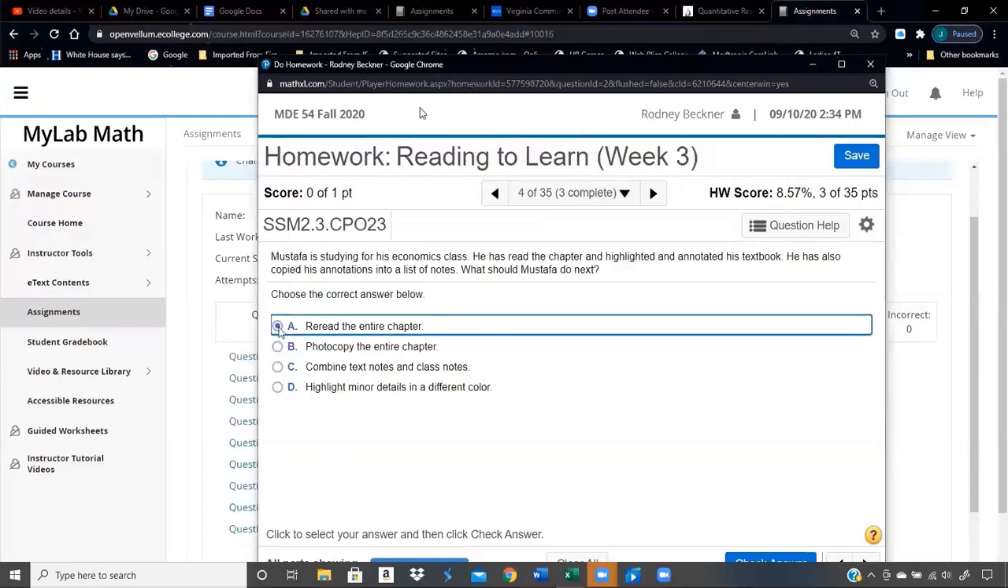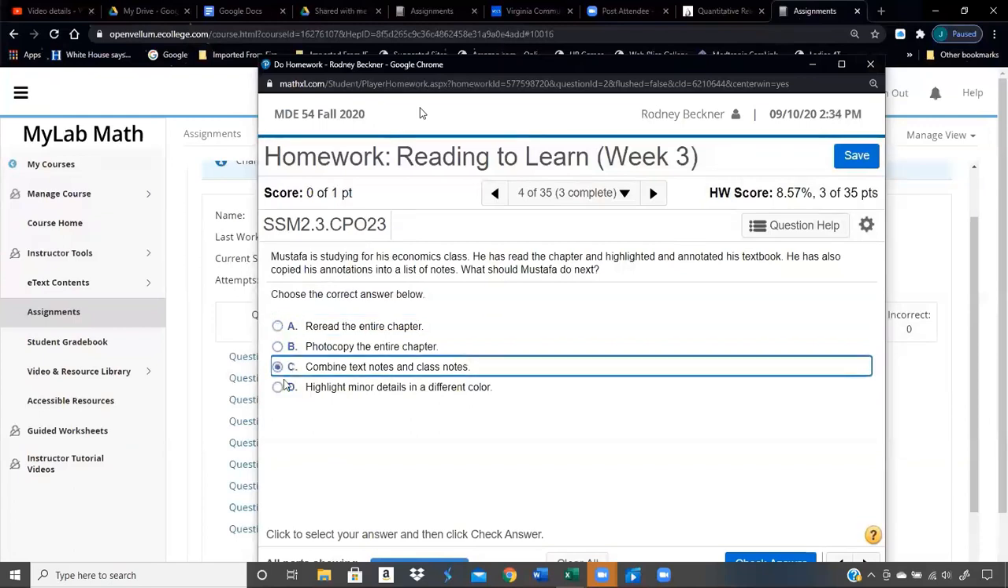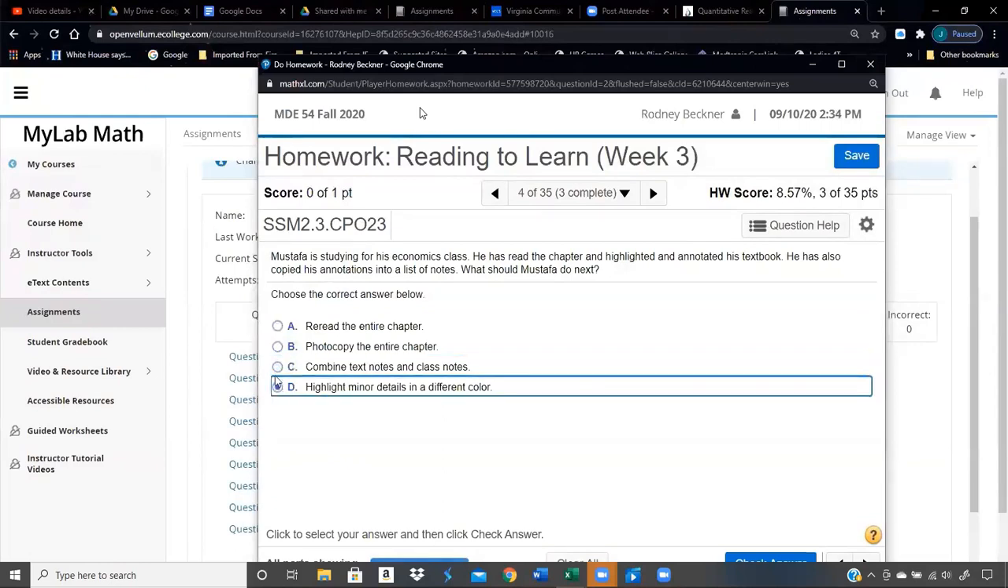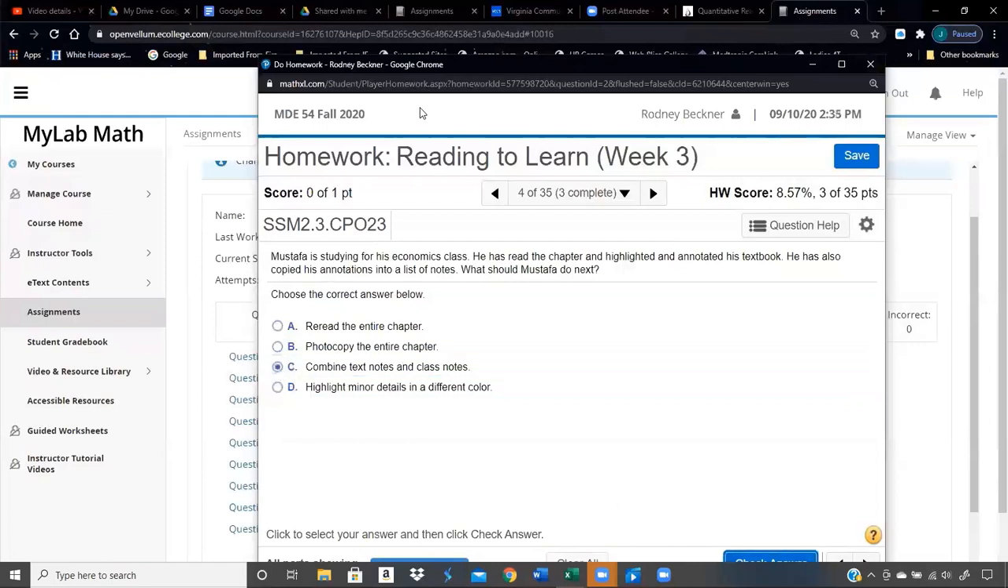Rereading the entire chapter would be good, but I feel like if you've already done all this, that's probably taken care of. So combine text notes and class notes, or highlight minor details in a different color. I like both of those. Let's try C.